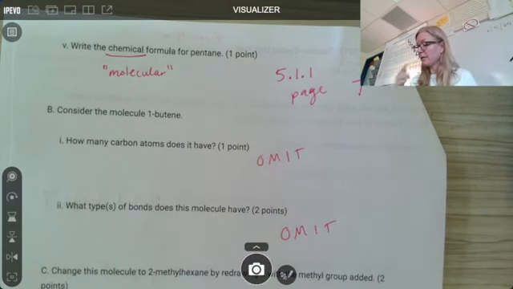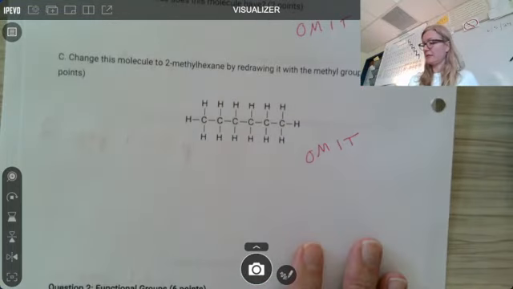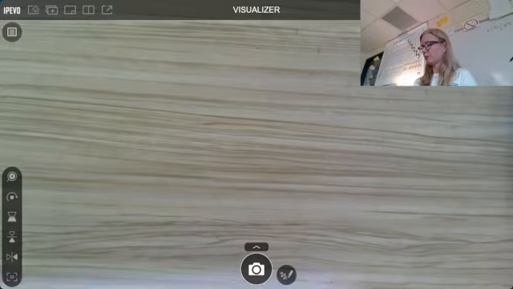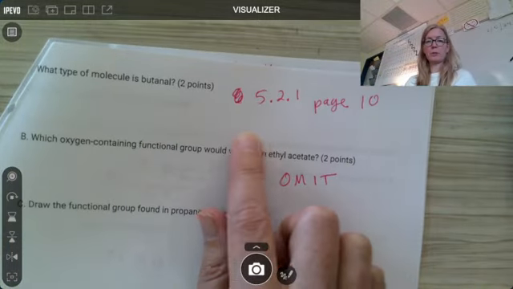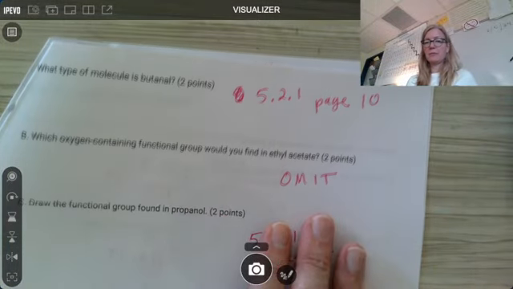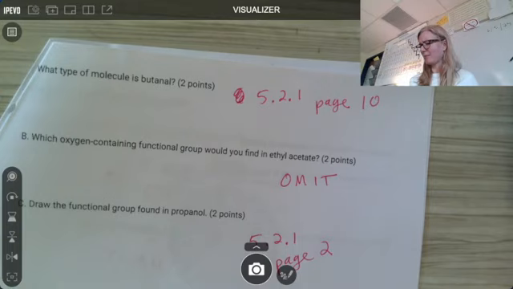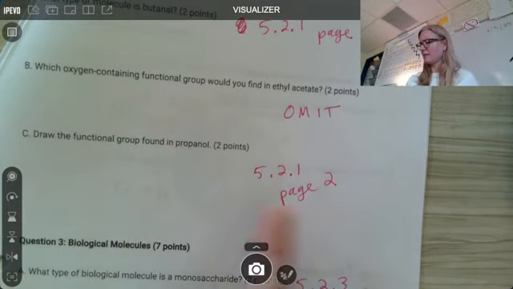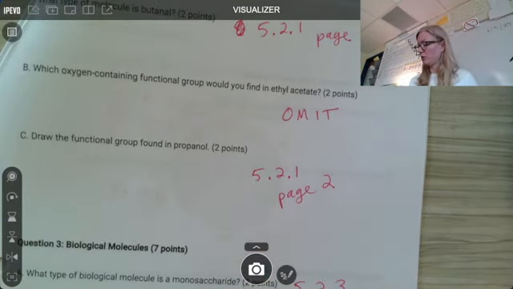All right, part B, you can omit part 1 and 2, omit all of B. And same thing with C, you can omit that. Question 2 about functional groups. A is in 5.2.1, page 10. B, you can omit that. That's not in the book, not in the text. And C is in 5.2.1, page 2.